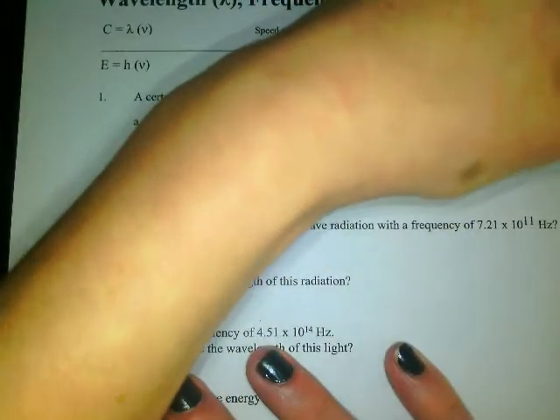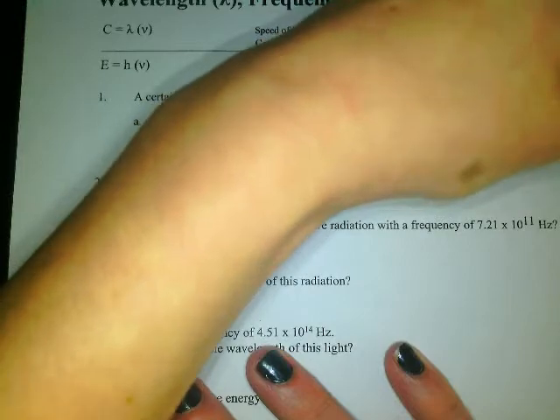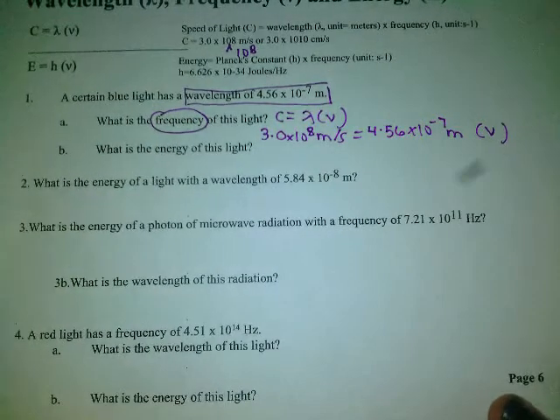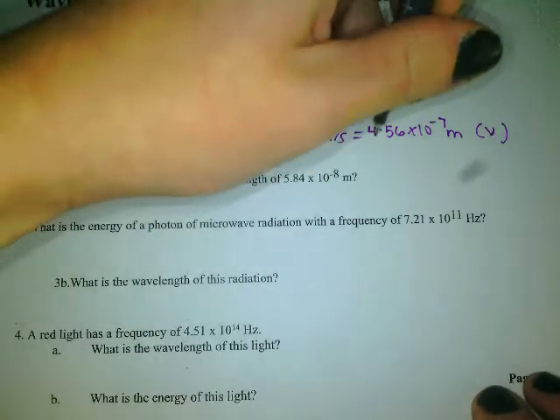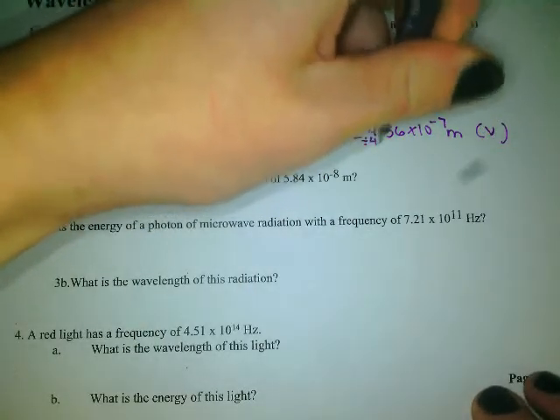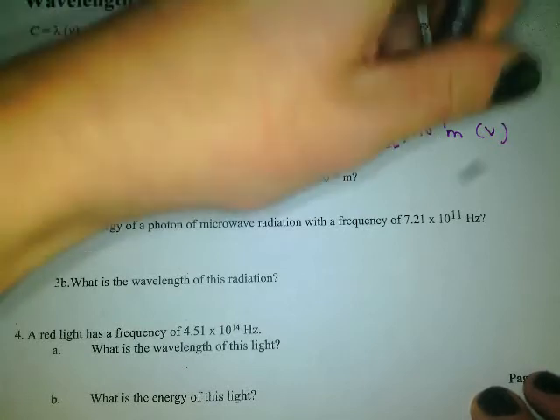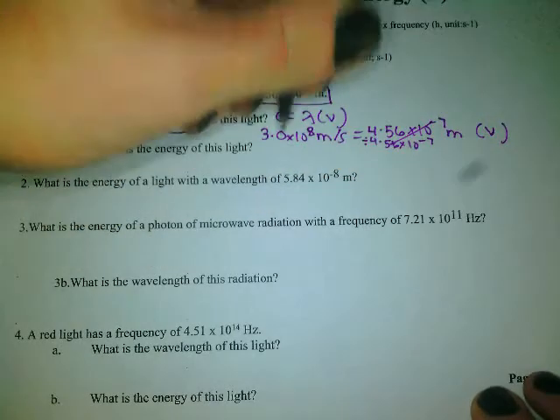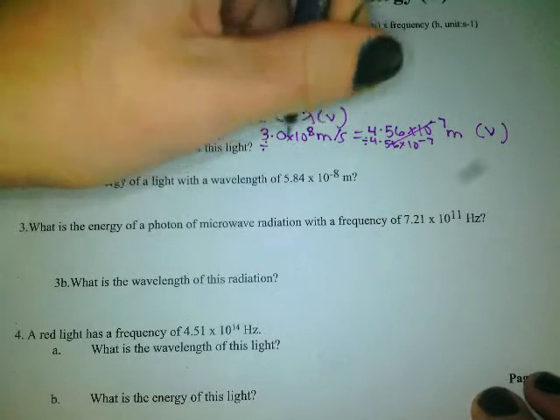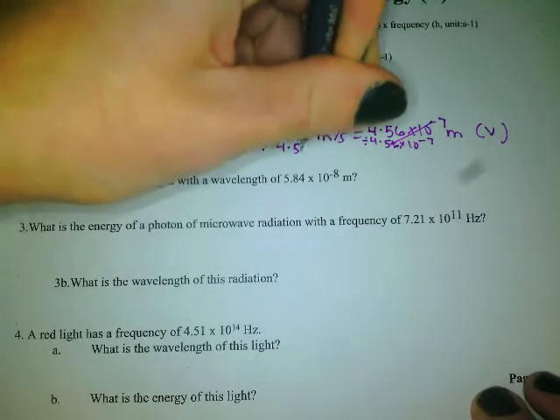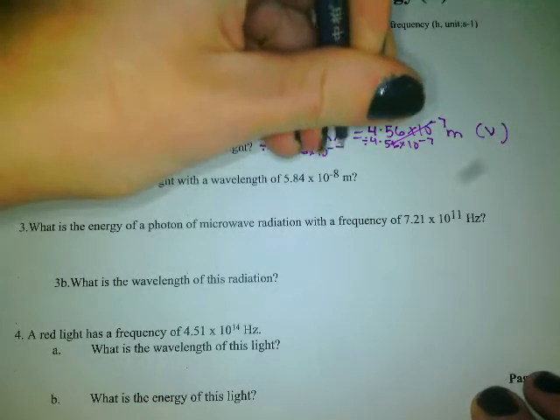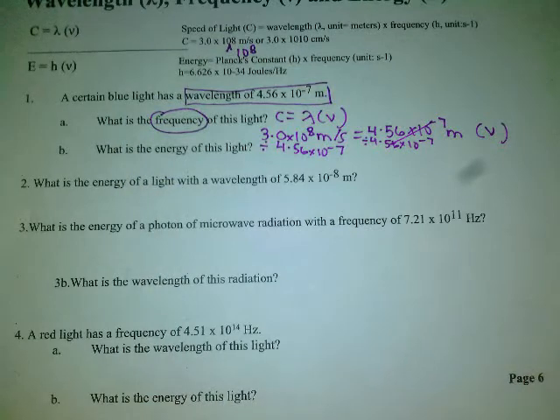We want to get V alone, so because these are multiplied, I divide on both sides, so divide by itself to cancel it out on this side, and divide on this side. So I'm going to divide 3.0 times 10 to the 8th by 4.56 times 10 to the negative 7, and that will get me V. So I'm going to put that in my calculator.